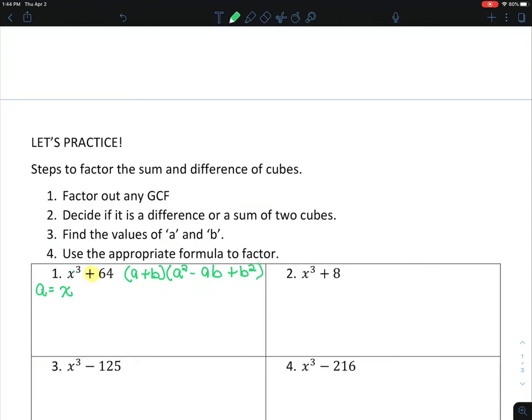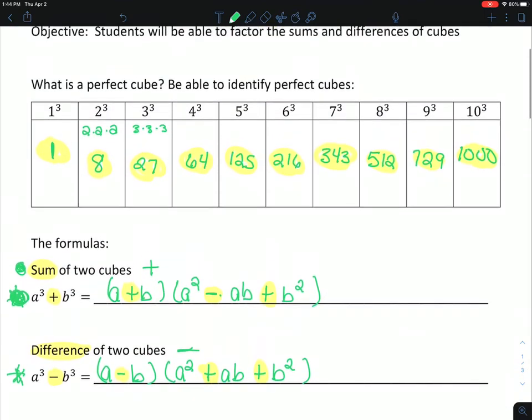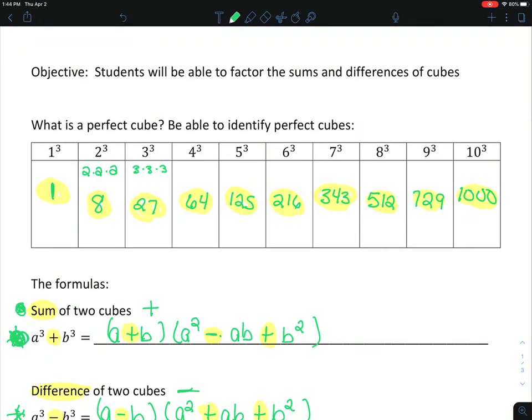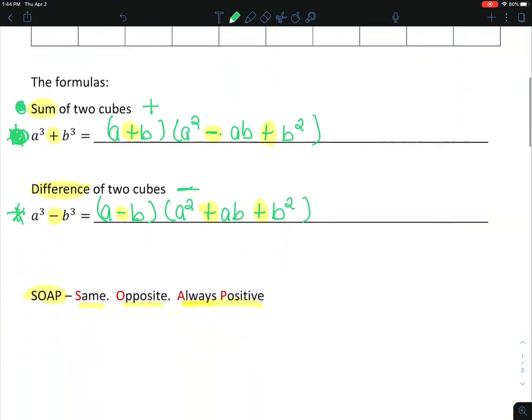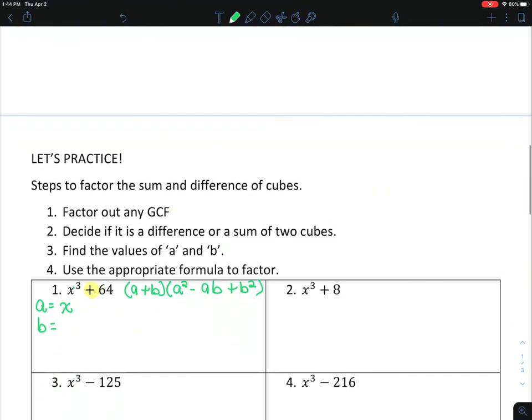What am I cubing to get 64? Well, if we go back to our handy dandy table here, we can see that 64 is 4 cubed. So we're going to use 4 cubed here. So B is 4. Okay? And now we just plug and chug into our formula.